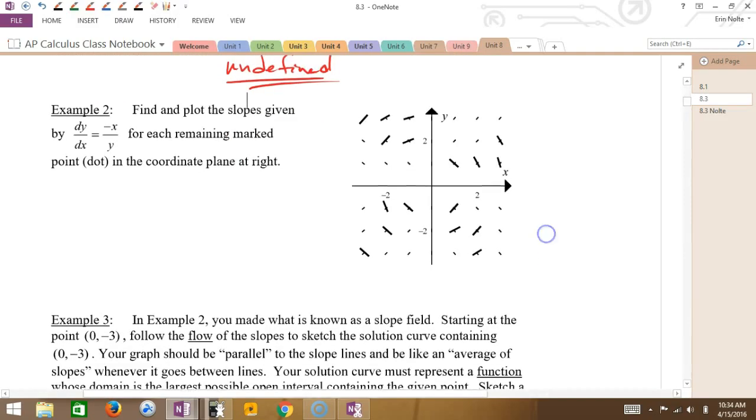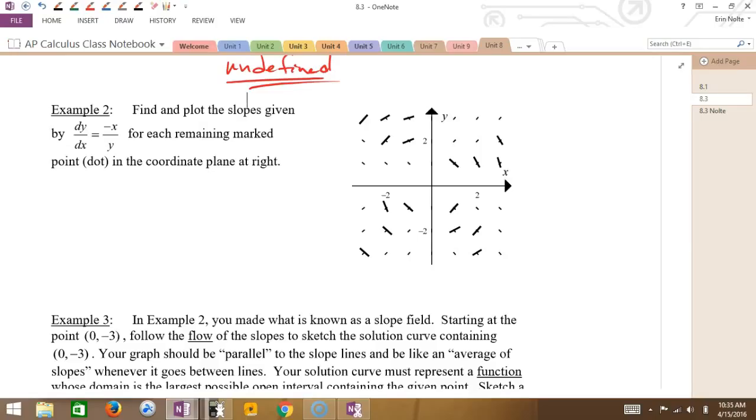Okay, so let's talk about the slope field. This is an example of a slope field. All this is doing is analyzing the slope at each of the different points. So at the point 1, 1, if I plug 1 into here, I have a slope of negative 1. So I draw this little tiny line with a slope of negative 1.